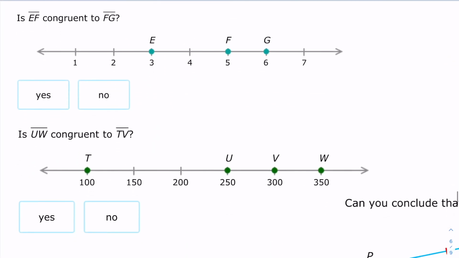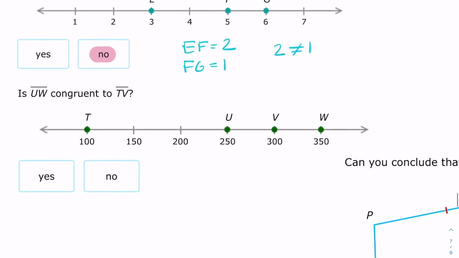Then you might see it on a number line. So let's look. EF. How long is EF? We see EF is 1, 2. So EF is from 3 to 5, which is 2 units. And then what about FG? FG is 1 unit. So FG equals 1. 2 does not equal 1. So we can say that these are a no. They're not congruent.